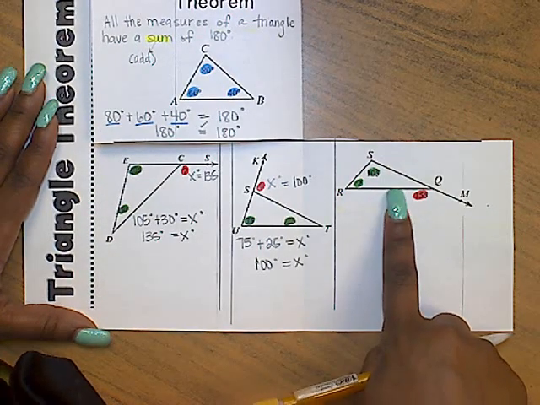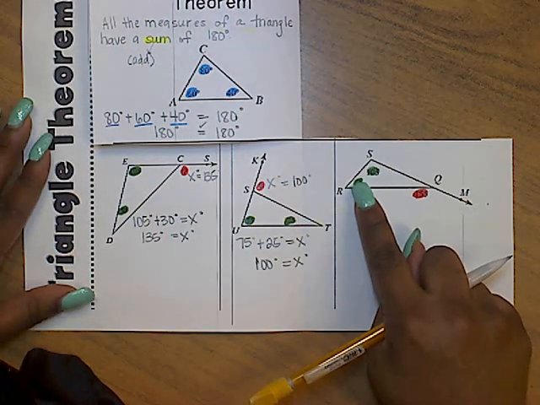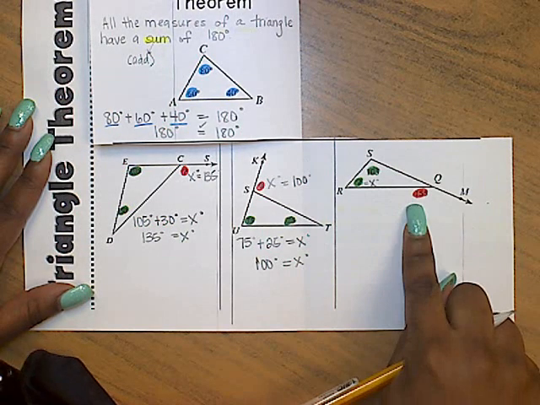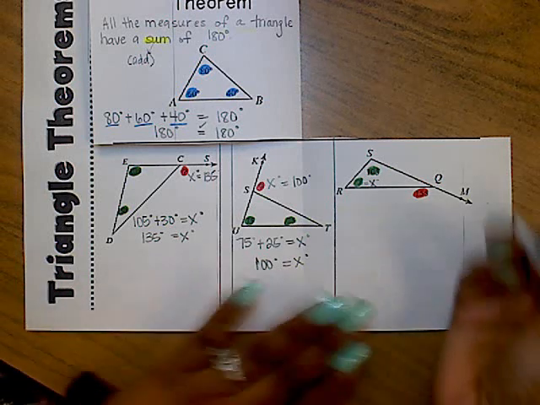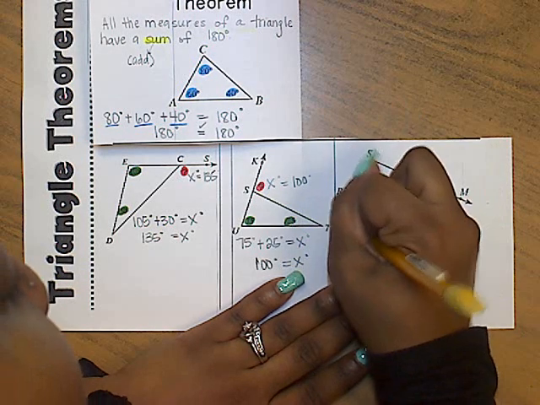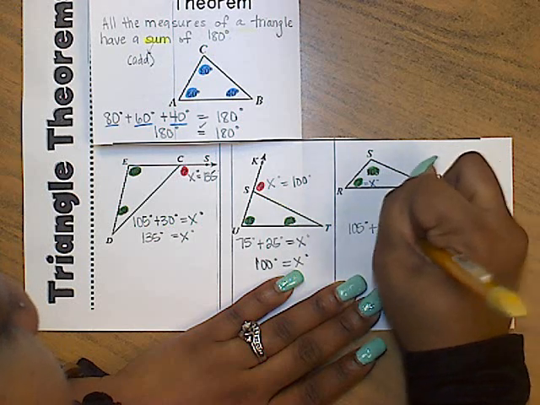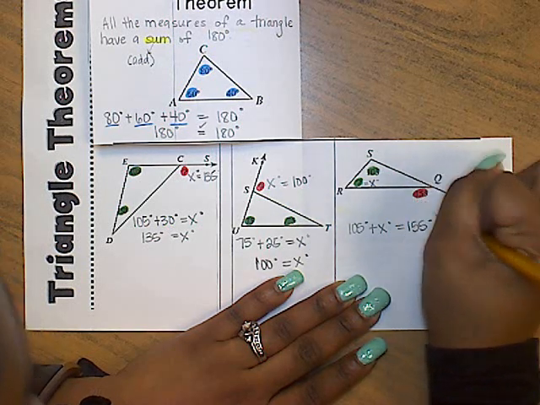So lastly, in this situation, we're missing one of our remote angles, which we'll call x. And we have our exterior. So we're going to set this up to where when we add 105 degrees plus x degrees, it's going to equal 155 degrees.